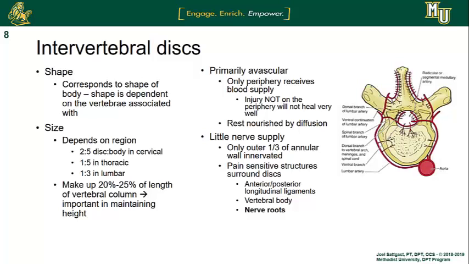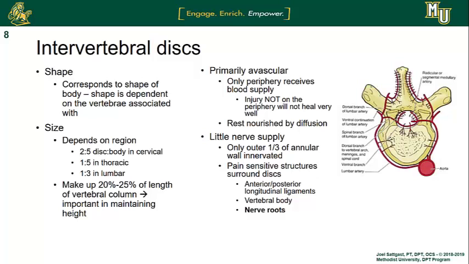So for example, in the cervical spine, we see a 2 to 5 disc to body ratio. However, when we move to the thoracic spine, it becomes 1 to 5, and in lumbar, it's 1 to 3, such that the discs make up 20 to 25% the length of the vertebral column and are highly important for then maintaining the height. When we look at the discs from a vascular level, we find that they're primarily avascular.